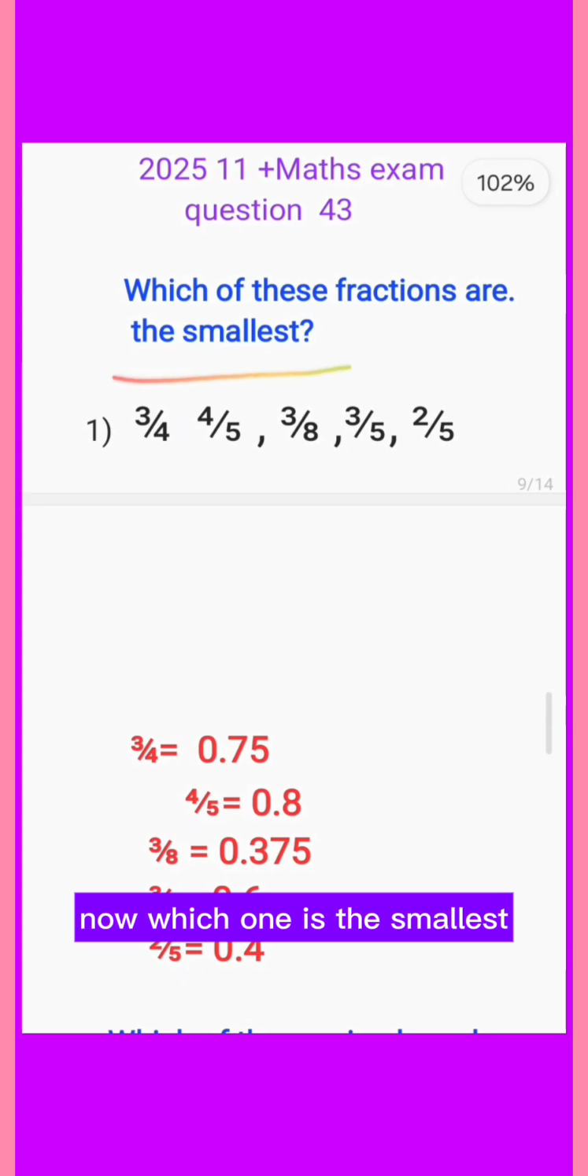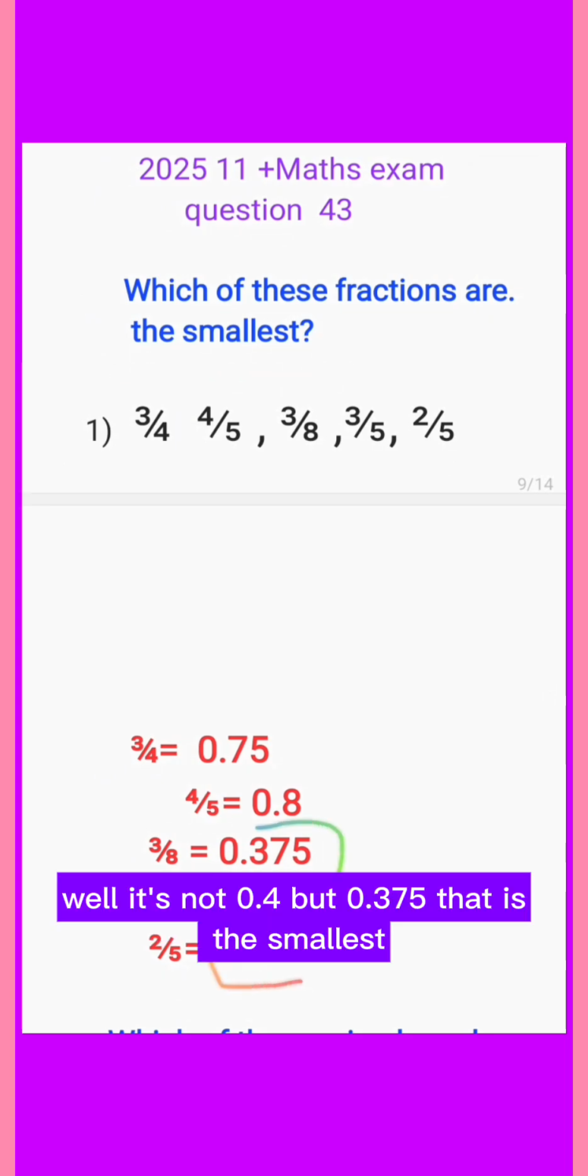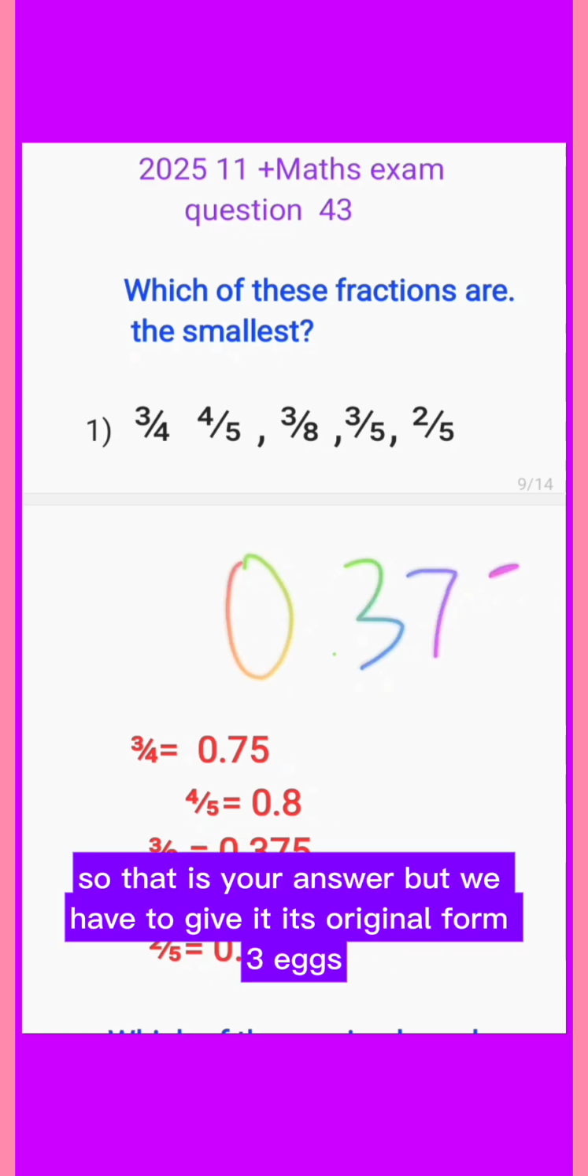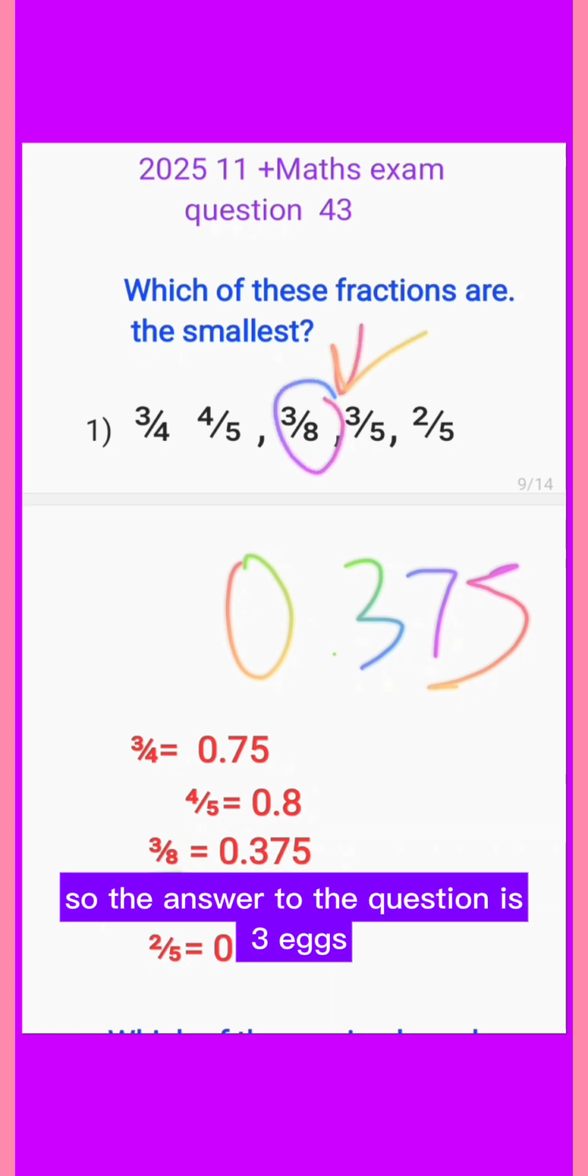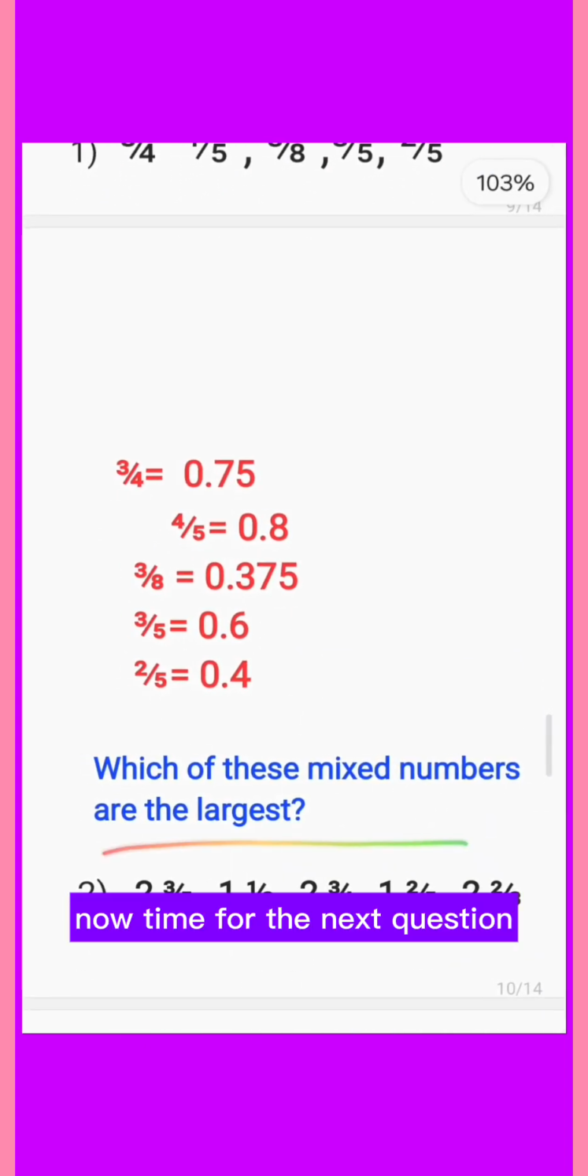Now, which one is the smallest? Well, it's not 0.4, but it's 0.375 that is the smallest. So that is our answer. But we have to give it its original form, 3/8. So the answer to the question is 3/8. Now, time for the next question.